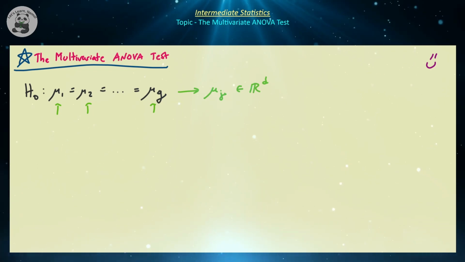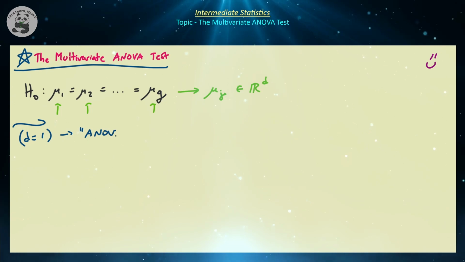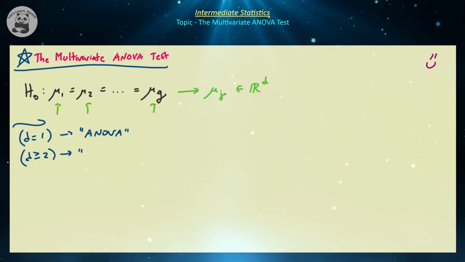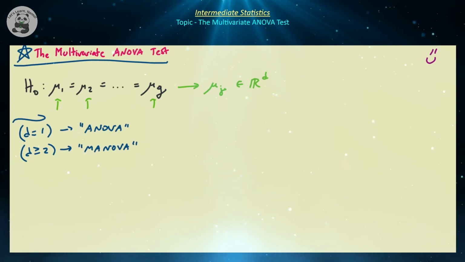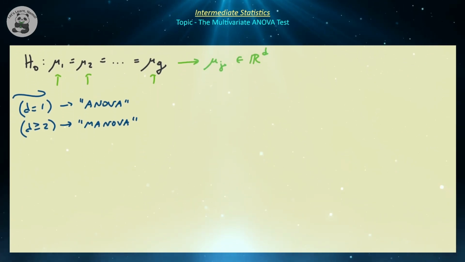Right? So again, for semantic purposes, if d is equal to 1, so it's a univariate ANOVA test, some people will just call this an ANOVA. And if d is greater than or equal to 2, then some people also call this a MANOVA, or a multivariate ANOVA test. So let's first off go through the assumptions that need to be satisfied in order for the interpretations of this MANOVA test to be potentially trustworthy.